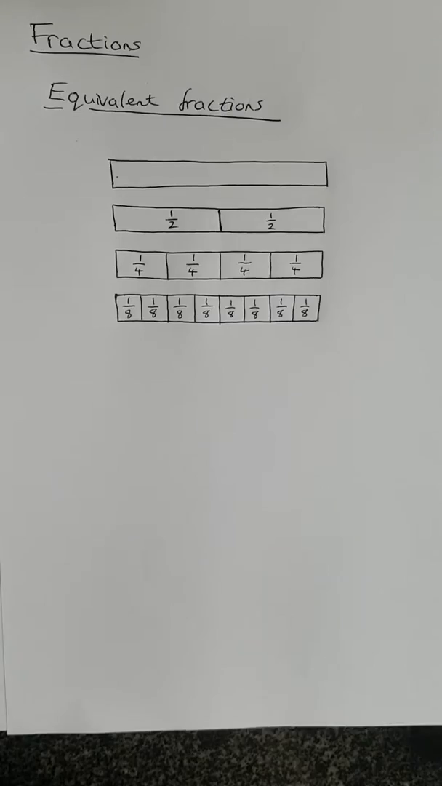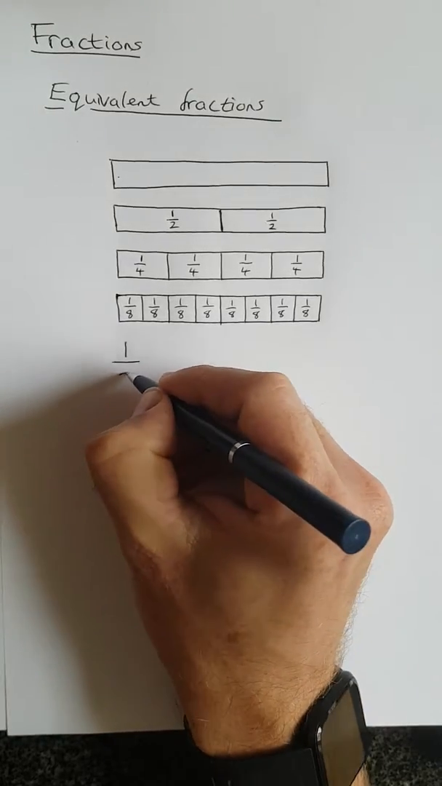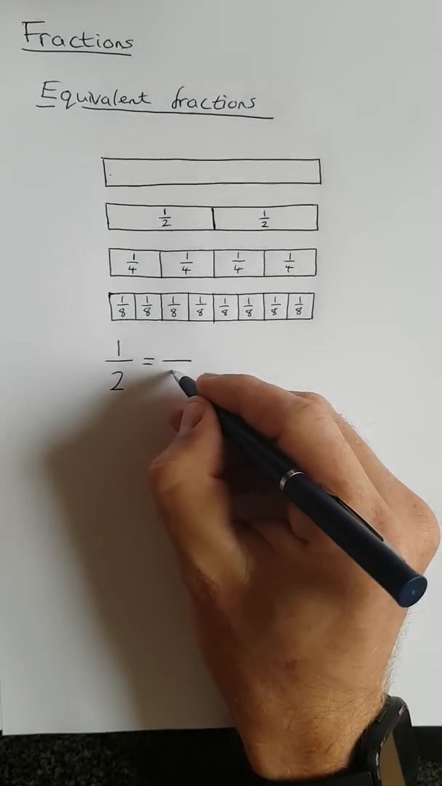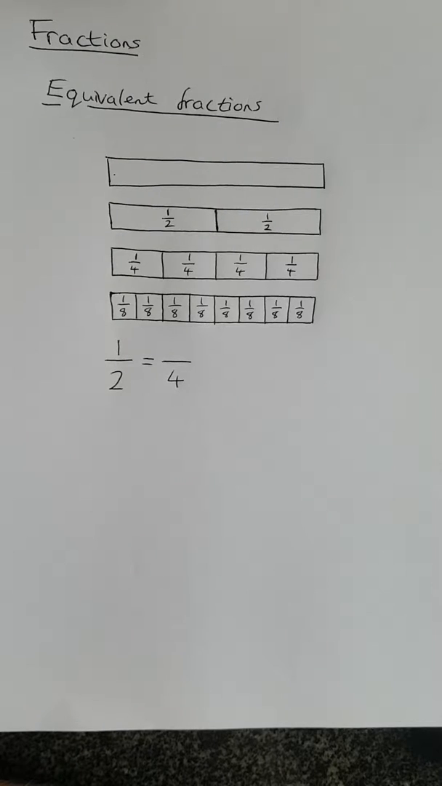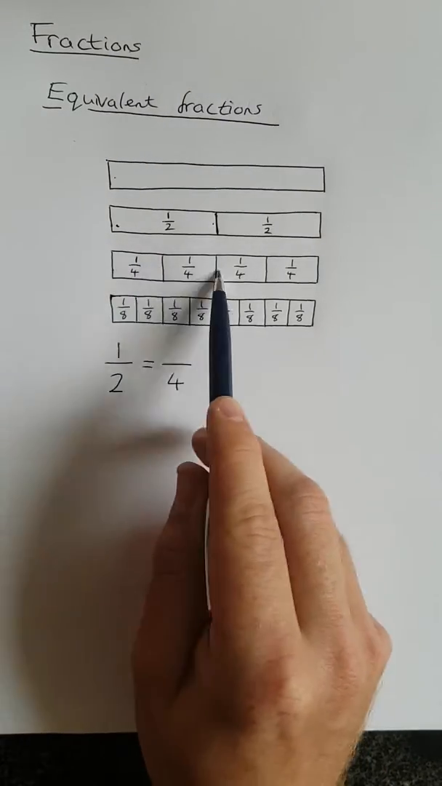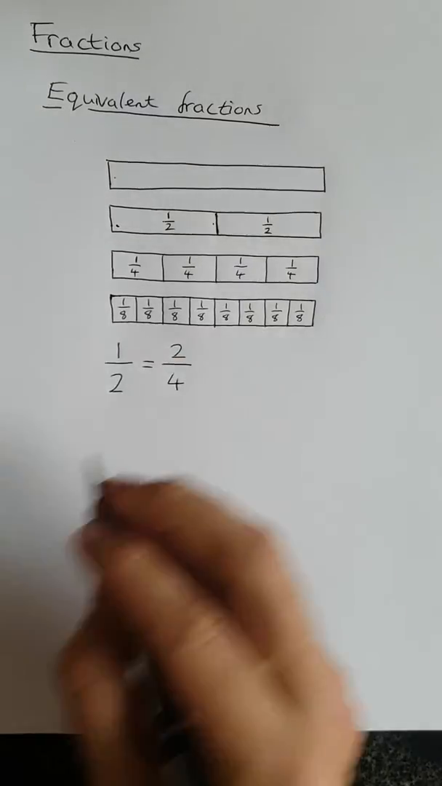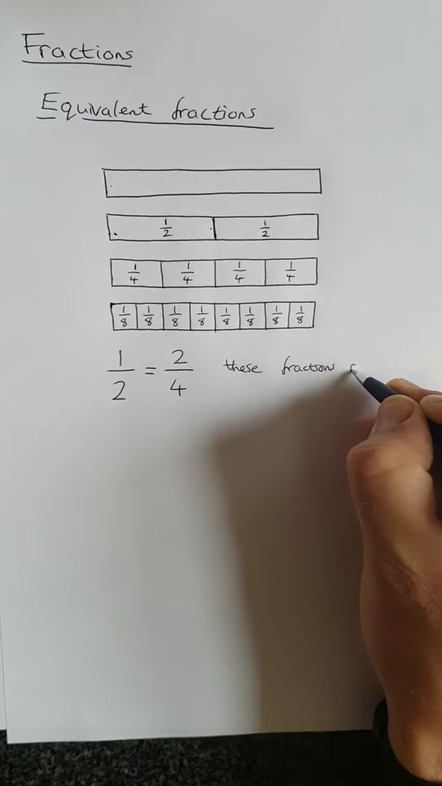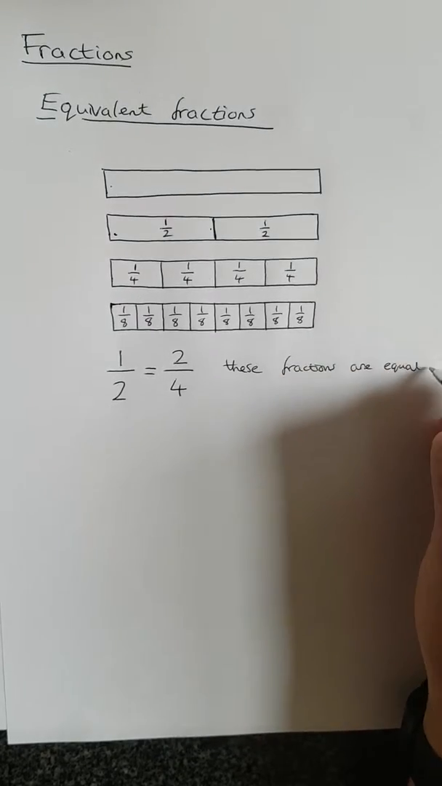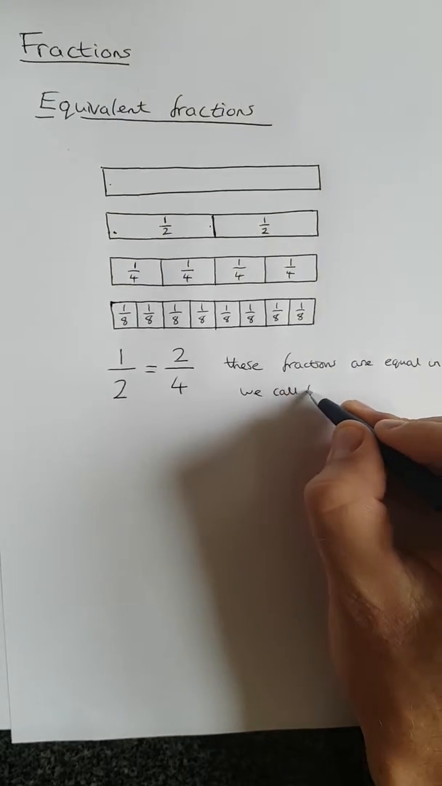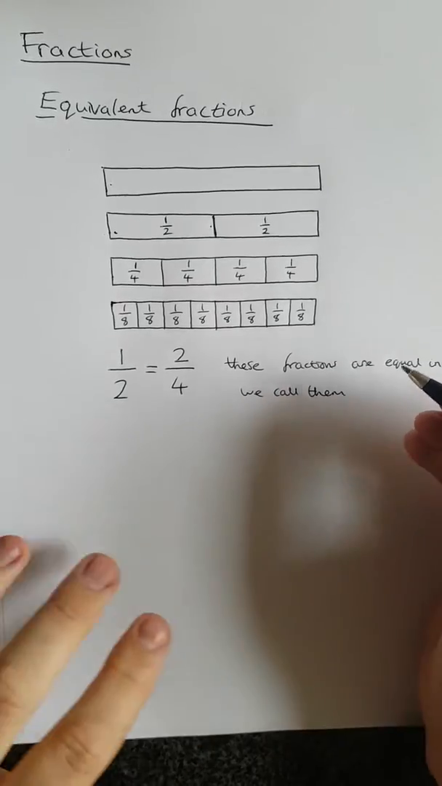Now, I can see that a half is equal to a number of quarters. How many quarters is it? A half is the same length as 2 quarters. These fractions are equal in size. We call them equivalent.